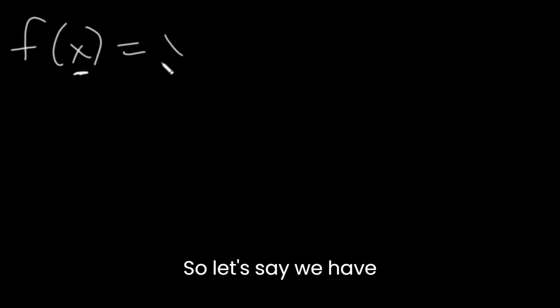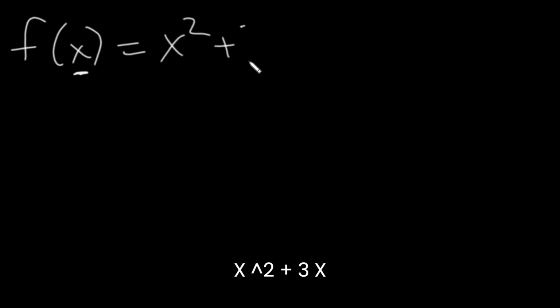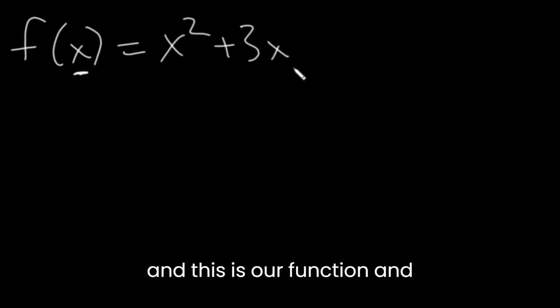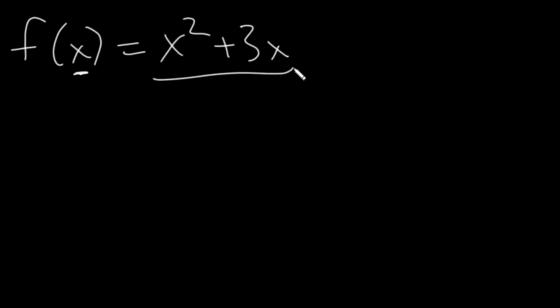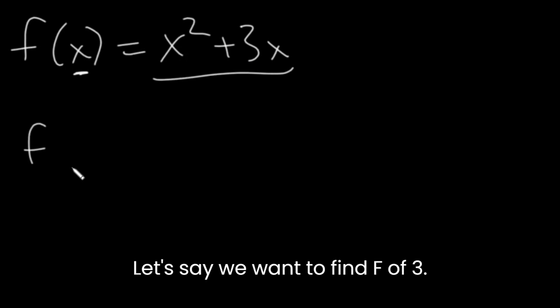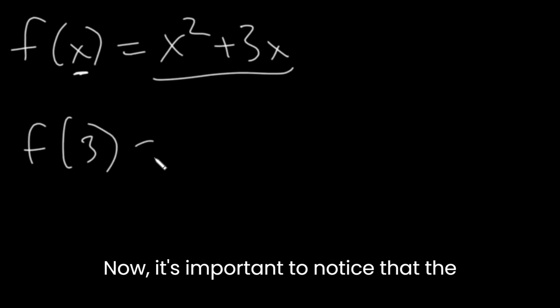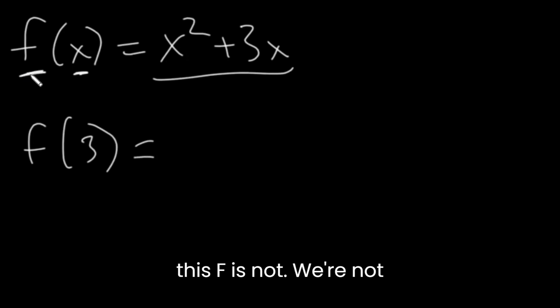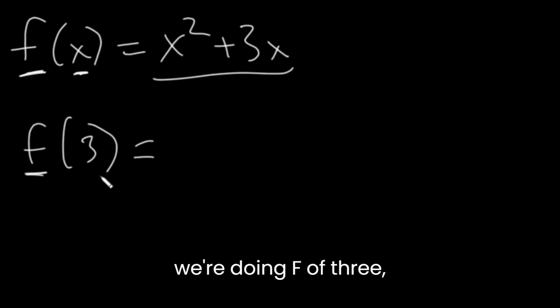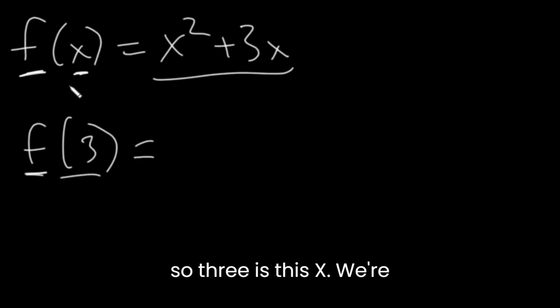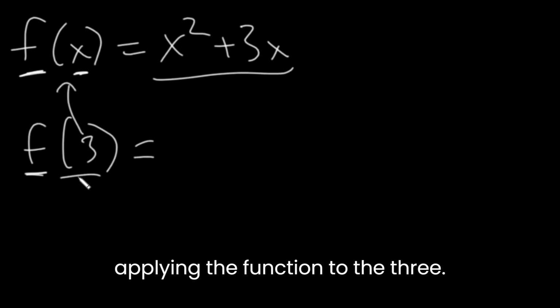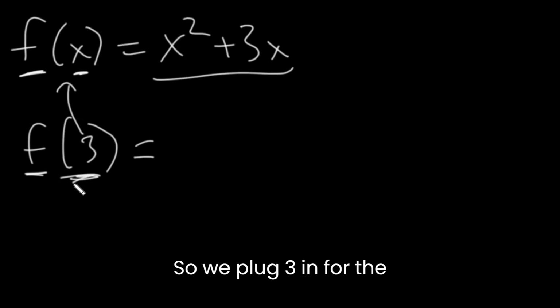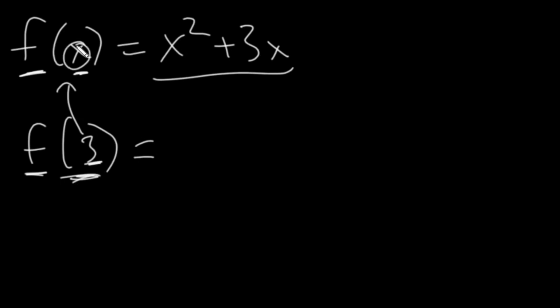So, let's say we have x squared plus 3x, and this is our function. And let's say we want to find f of 3. Now, it's important to notice that we're not multiplying by f. Instead, we're doing f of 3. So 3 is this x. We're applying the function to the 3. So we plug 3 in for the x.